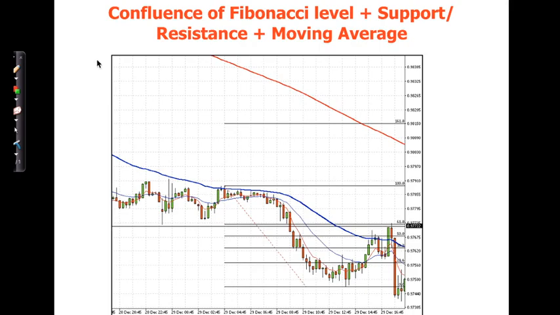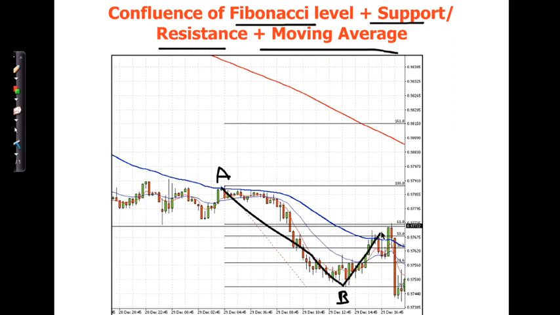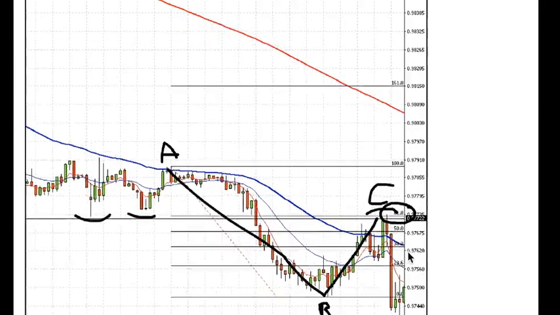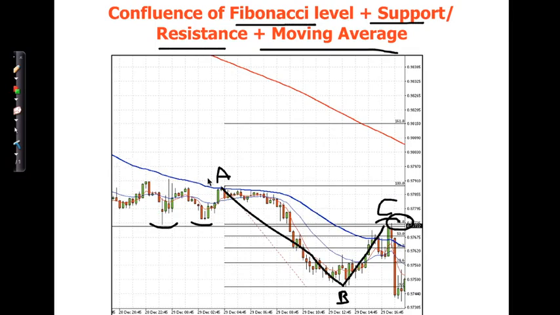Here is the same example, except you can see not only do I have the Fibonacci level and the support and resistance level, I also have a moving average as well. So again, let me draw it for you. That's A, that's B, so A to B to C, right? Again, C is at the Fibonacci level, is at a strong support, resistance, and is also at the moving average, which is the blue line. You can see the blue line is the moving average, which acts as a resistance, and that gives us confidence to take the short trade all the way down.